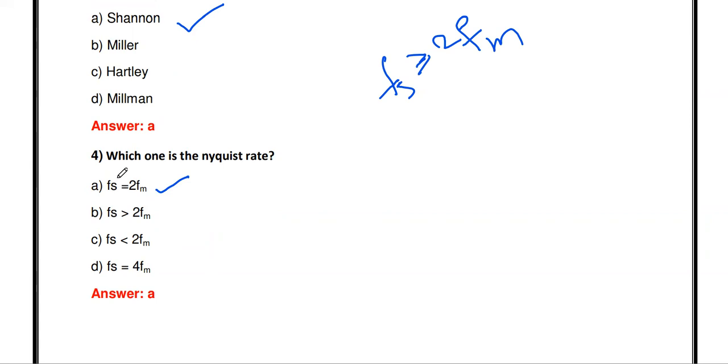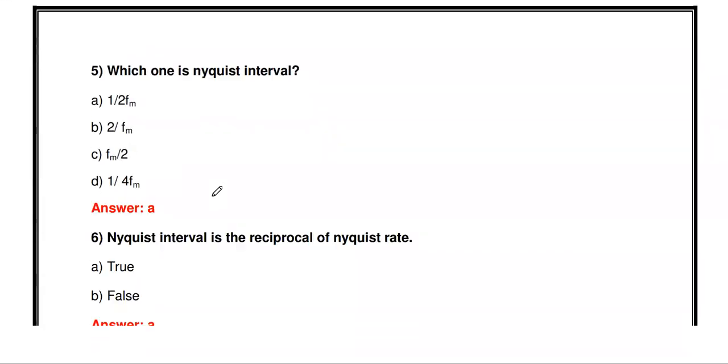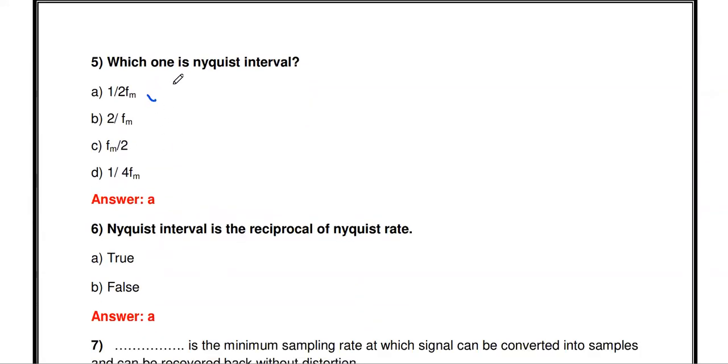Since the Nyquist rate formula is Fs equal to 2 Fm, the reciprocal is 1 by Fs. 1 by Fs is Ts, the Nyquist interval. So the answer is 1 divided by 2 Fm. 1 divided by 2 Fm is called the Nyquist interval. So here you see A is the answer.